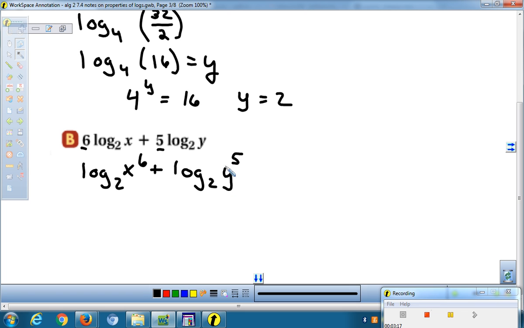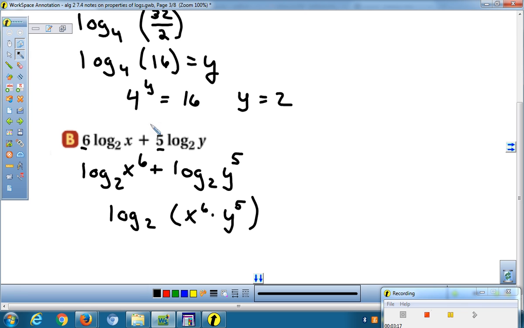And now I can condense that to a single log. Log base 2 of what? Addition becomes, not subtraction, multiplication. So we get x to the 6 times y to the 5th. And that's as far as we can go. That's it. You have written that as a single log.